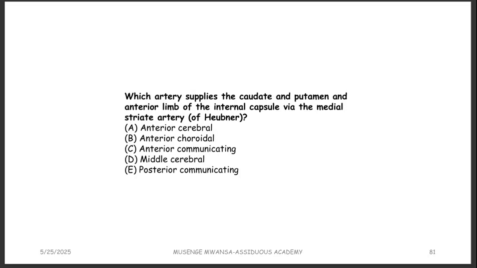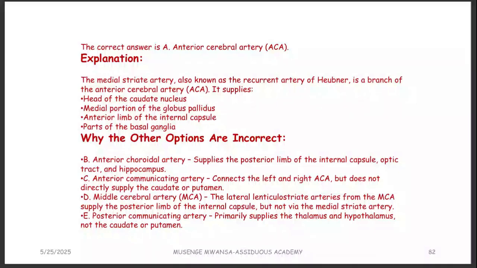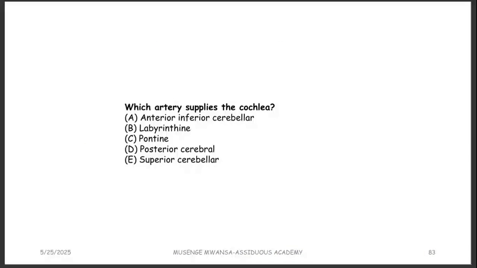Which artery supplies the caudate and putamen and the anterior limb of the internal capsule via the medial striate artery of Heubner? Anterior cerebral, anterior choroidal, anterior communicating, middle cerebral, posterior communicating. Any thought? So remember, the recurrent artery of Heubner comes from the anterior cerebral, so that will be the one.